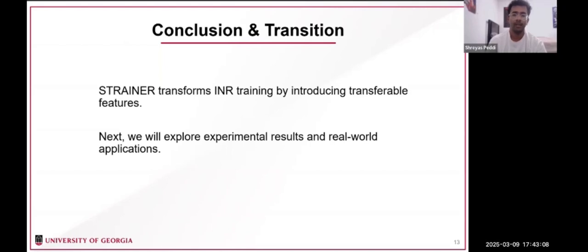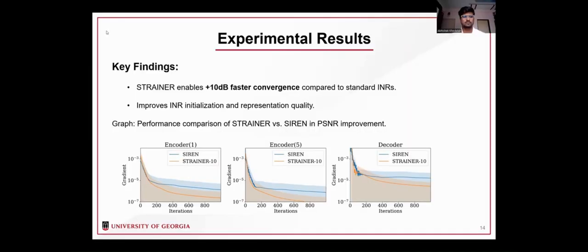So, to summarize, Schreiner transforms the way we train INRs by introducing transferable features, making training faster, more efficient, and more accurate. Next, we will explore experimental results and real world applications to see how Schreiner performs across different tasks. Now I'll explain the experimental results which we have done in this paper.